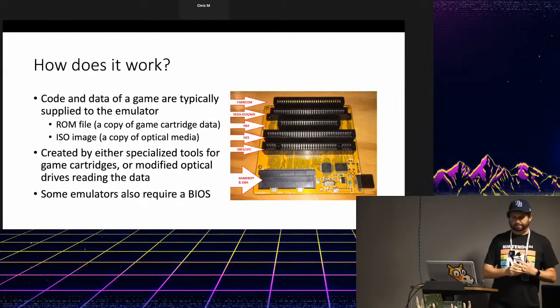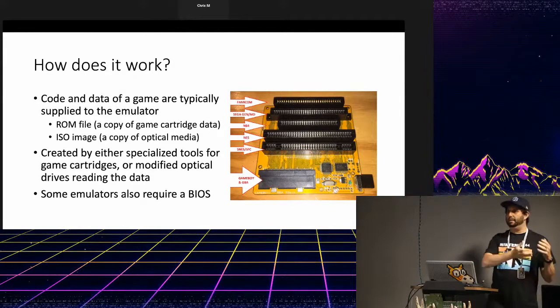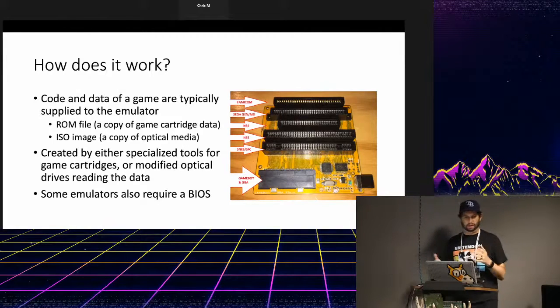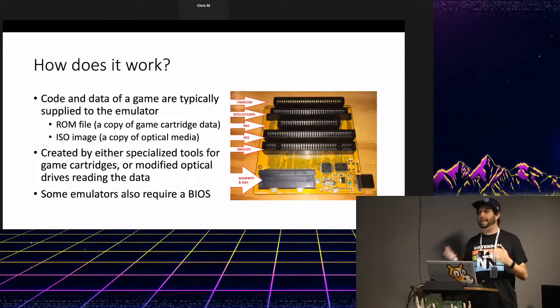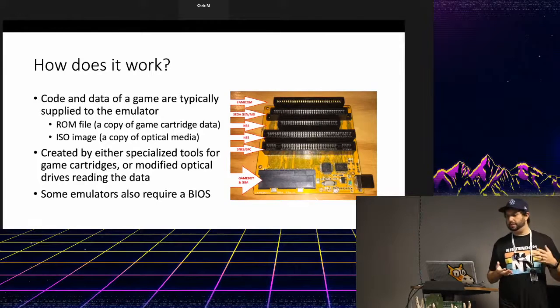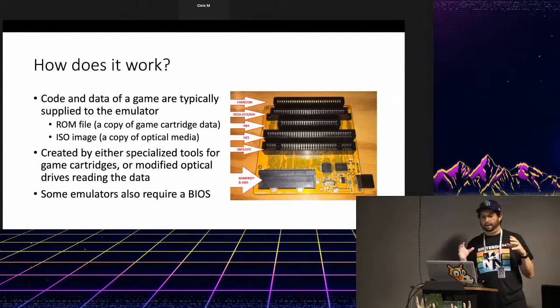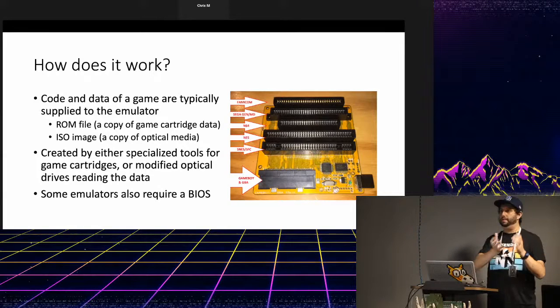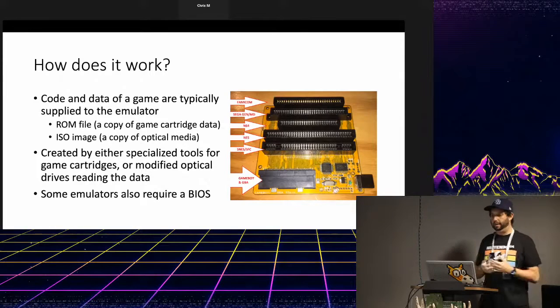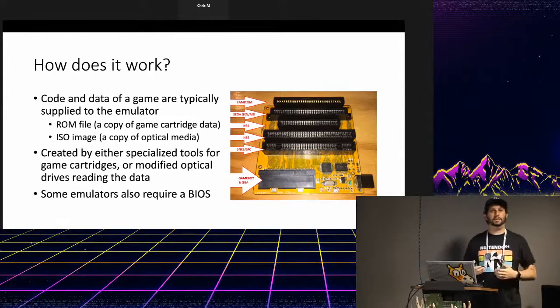Well, the emulator being the software and hardware abstraction, right? Well, the next part of this is, what about the games? The way this works is the code and data of a game are typically given to the emulator. So the emulator is the software that runs the game data, and this game data is often known as a ROM.